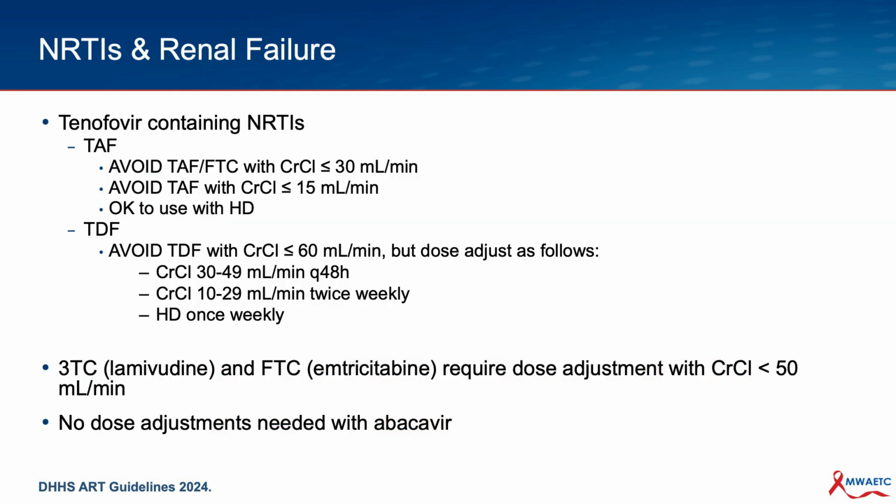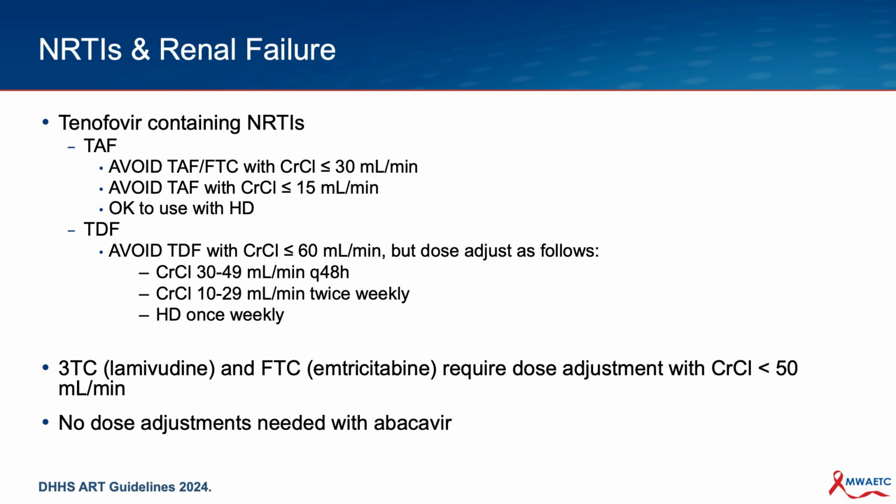So let's take this class by class. First, NRTIs and renal failure. TAF, in general, I can push to a lower creatinine clearance. Again, I think most of you do this, where I'll use Descovy down to a creatinine clearance of 30. If I need, I can separate it and just do TAF with a different component, such as emtricitabine or lamivudine, also dose adjusted. So I can push that down to 15. And TAF is okay to use with HD, but should be dosed after dialysis is given.